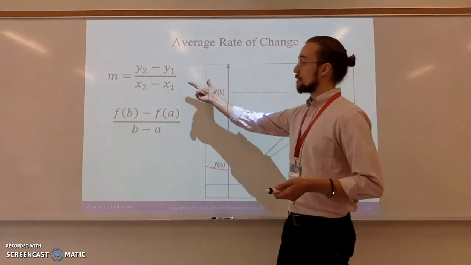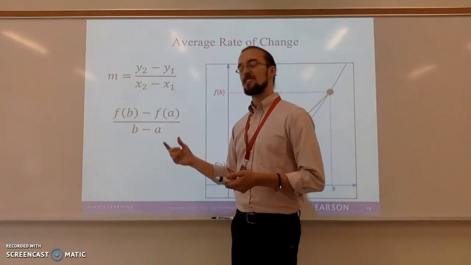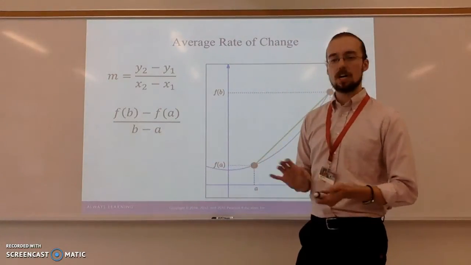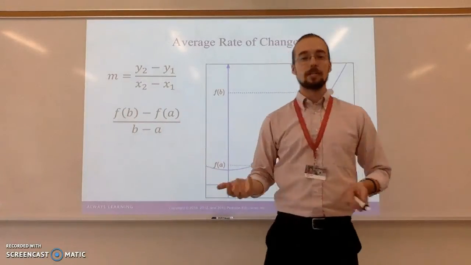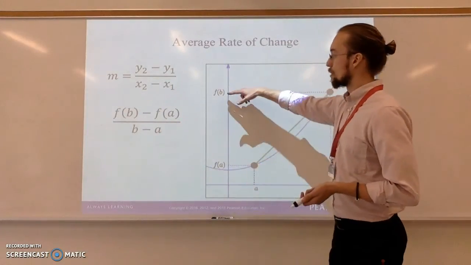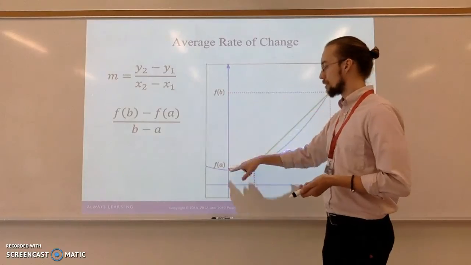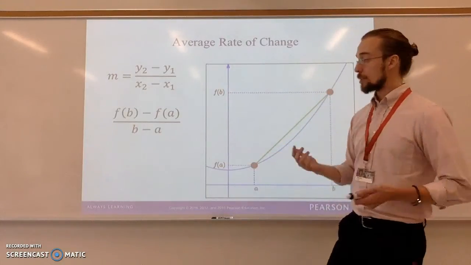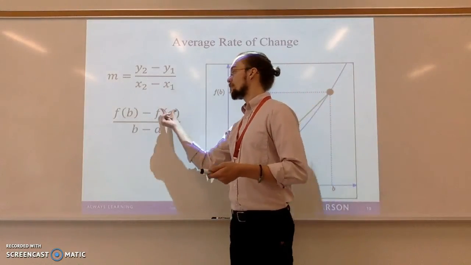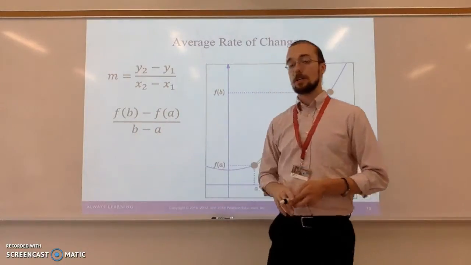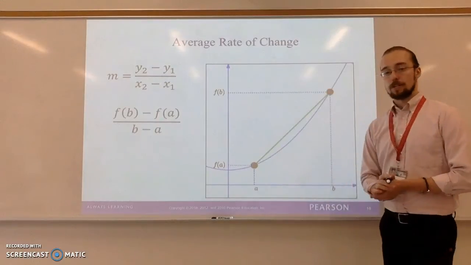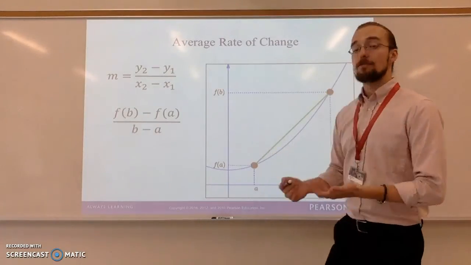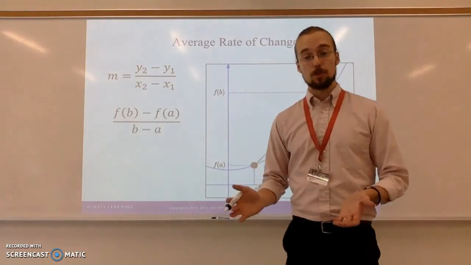I'm going to define this just a little bit differently. Not much, just a little. I'm going to say that my y's are f of b and f of a, and those are the y values. My f of b would be here, f of a would be here. So I'm just going to define this as f of b minus f of a over b minus a. Same thing as y2 minus y1 over x2 minus x1. So that's average rate of change: just the slope between 2 points.